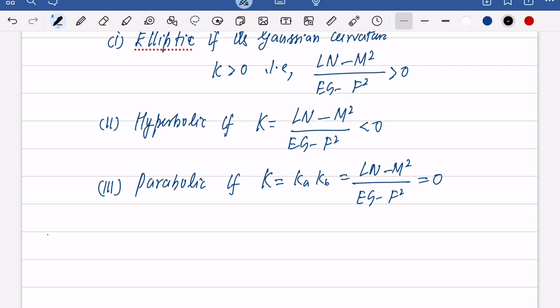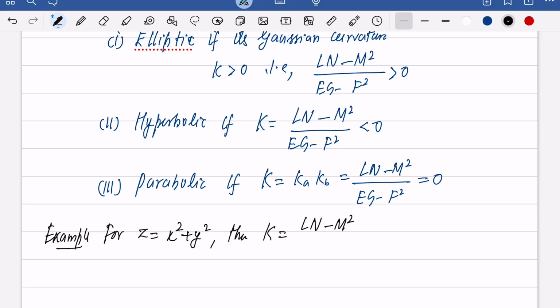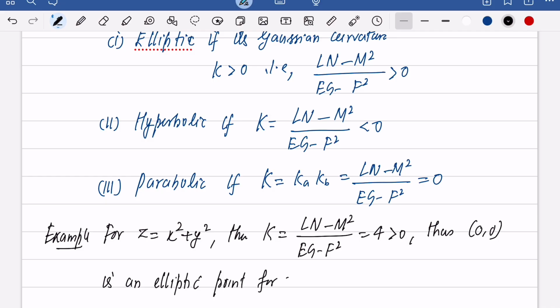Now let's take one example for this one also. For the surface z is equal to x square plus y square, which we have taken earlier and call a paraboloid, the Gaussian curvature, defined as LN minus M square divided by EG minus F square, is equal to 4, which is greater than 0. Thus, 0, 0 is an elliptic point for a paraboloid centered at origin.